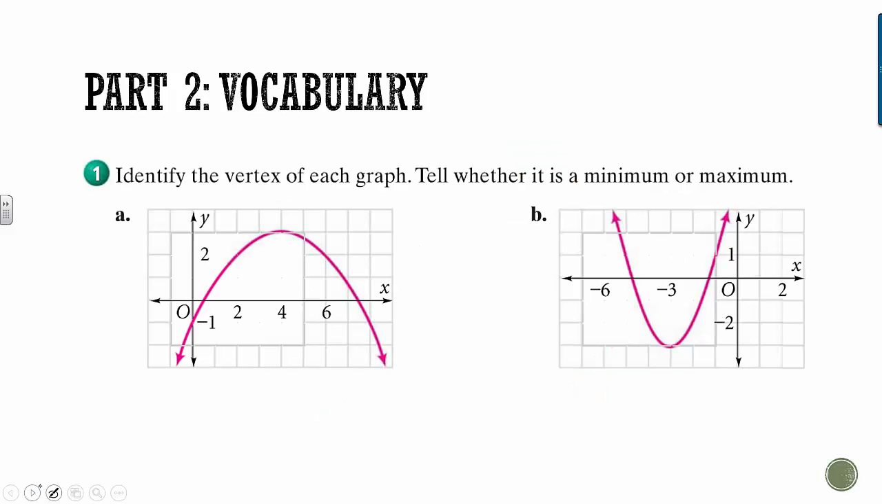So identify the vertex of each graph, and then tell whether it's a min or a max. So we're looking for the point that's right in the middle of our parabola. And in this case, this point is over 4 and up 3. And because my parabola opens downward, this is a maximum. That's as high as my graph will ever go. Where this one over here is at -3, -3. And because my parabola opens upward, this is a minimum. That's as low as my graph will ever go.